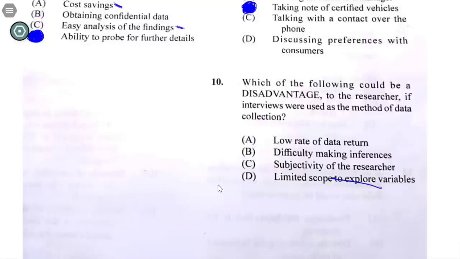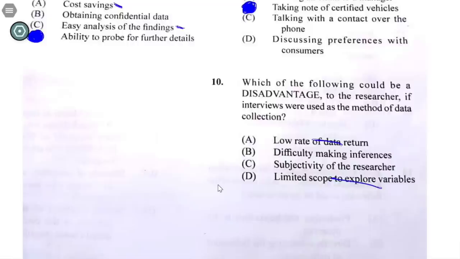By conducting an interview, your scope of exploring variables isn't limited. You have the opportunity to ask the questions that you want. So I'd ask follow-up questions right there and then if they pop up in your head. Now, a low rate of data return, that's a disadvantage for the use of questionnaires, because issuing questionnaires does not guarantee you get them all back, okay?